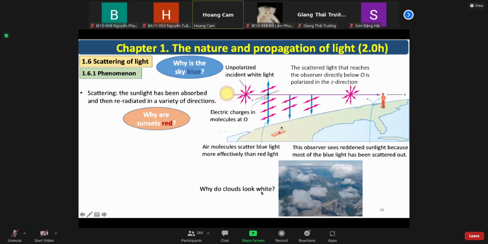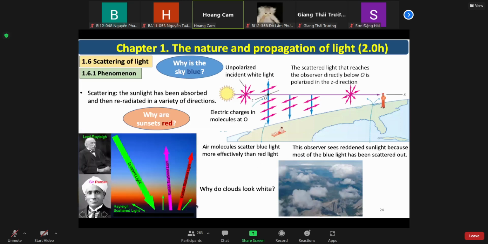And the question: why does the color of the cloud look white? I will leave you to think. Normally this kind of explanation question appears in the test, not only calculation exercises, but also phenomenon explanation. It is also similar to the case where you drop some milk into a water glass and also see the color is white. So try to read further, understand and explain this as well.